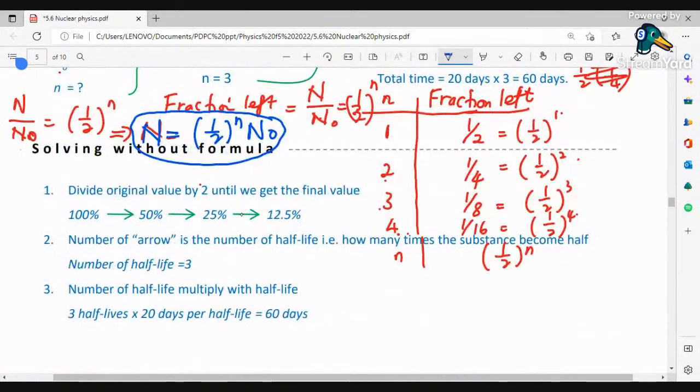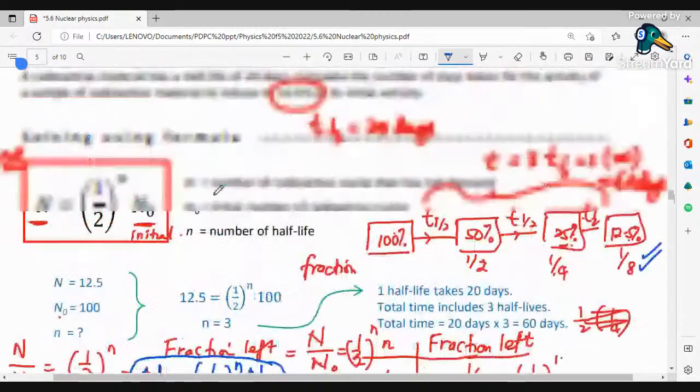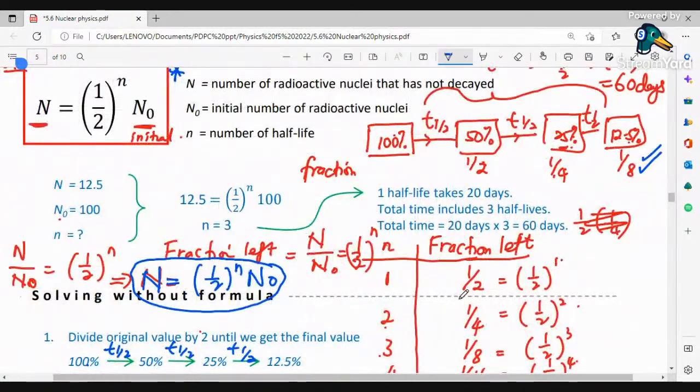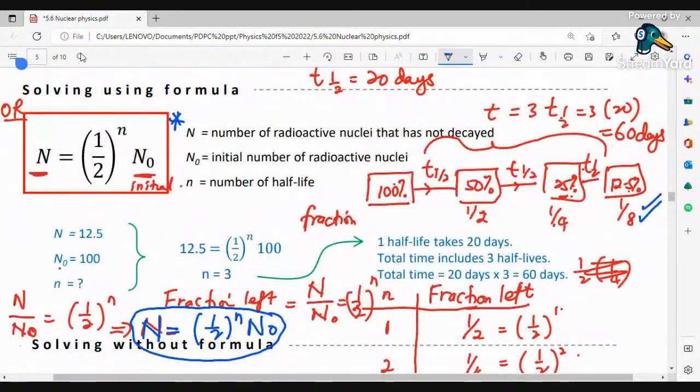You nampak tak di sini cara dia tunjukkan? Ni. Okay. 100, one half-life. Ini another one half-life. Ini another one half-life. So 3 half-life times 20, 60 days. Okay. So I just show how we get. Maksudnya formula ni is not just coming like that. Mean we can derive from somewhere. Kita boleh derive dia formula ni.